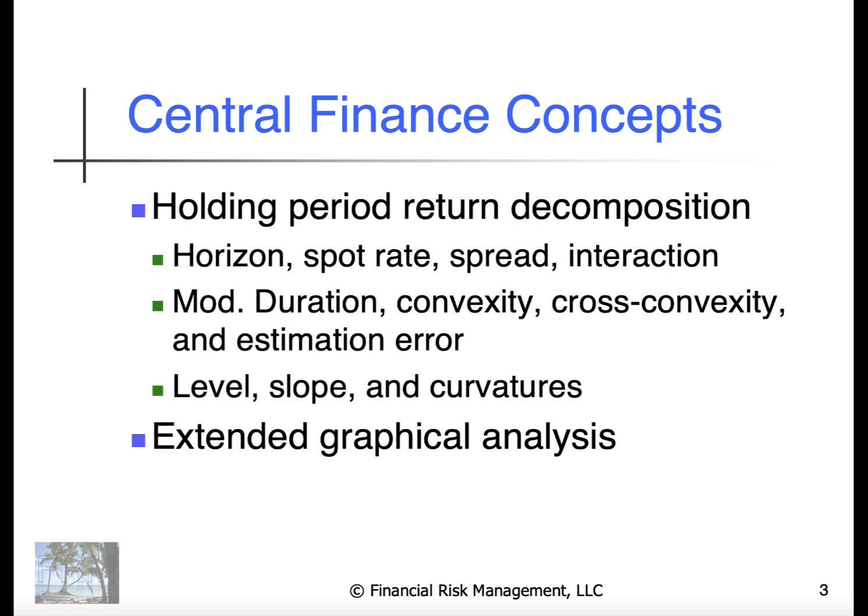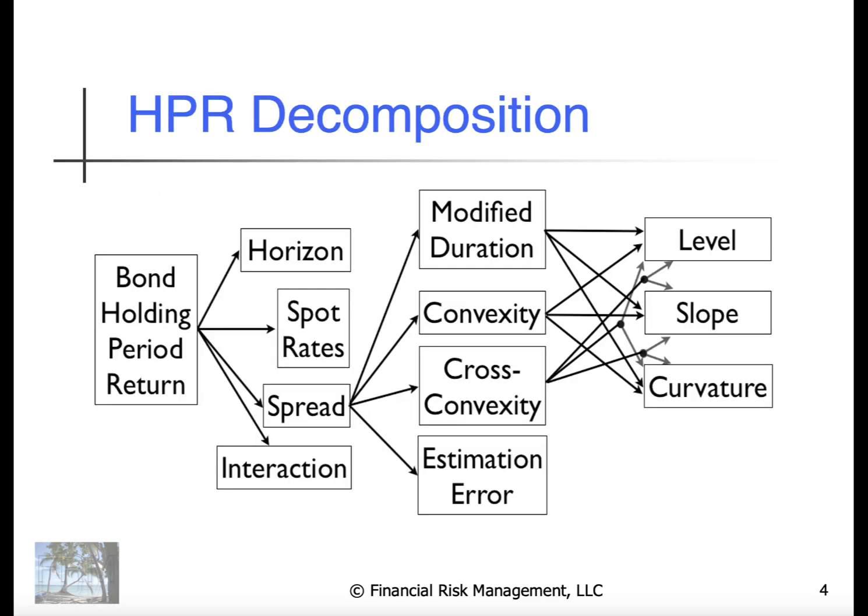Within the spot rate and spread, we have modified duration, convexity, cross-convexity, and some estimation error, because if you recall, we're using a Taylor series approximation. And within each of these components of modified duration, convexity, and cross-convexity, we have level, slope, and curvatures. And we're going to show some graphical results.